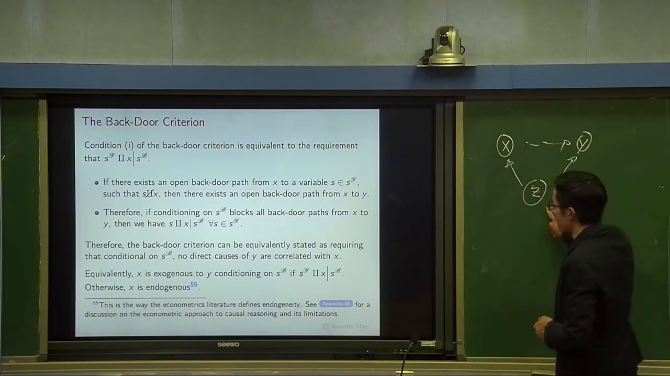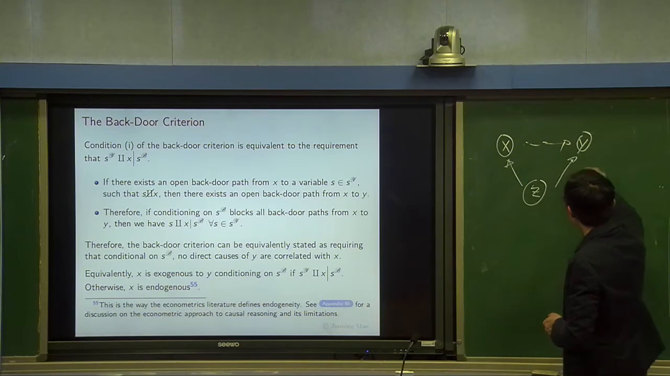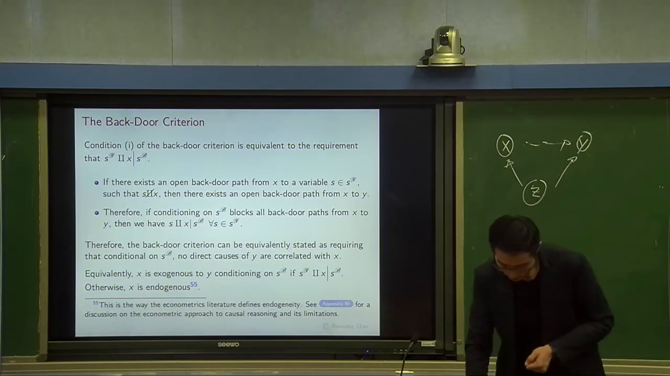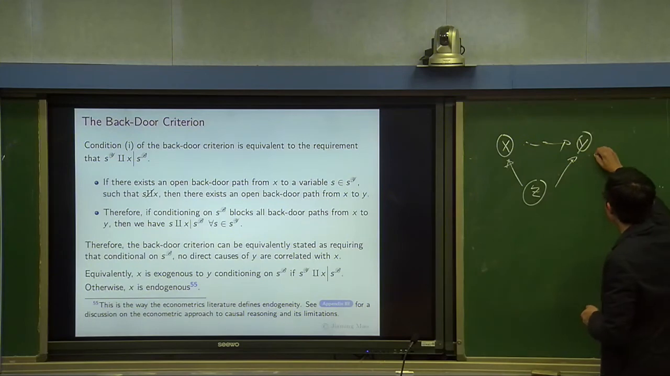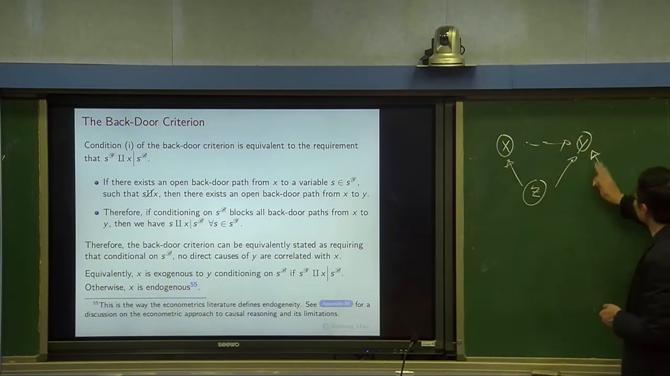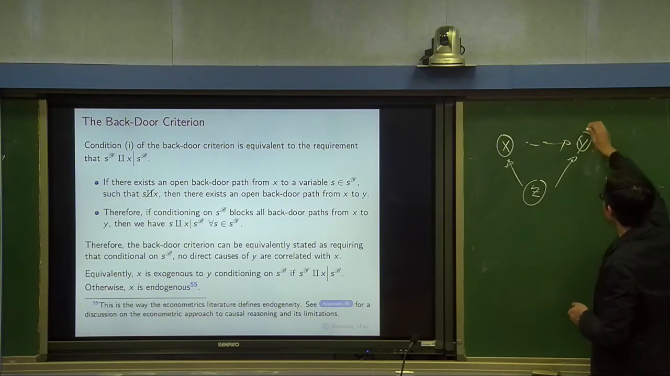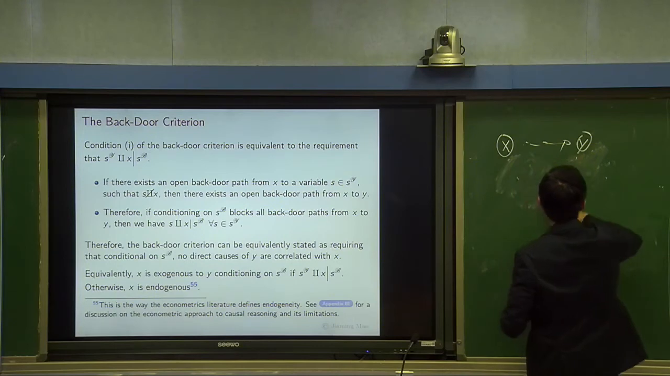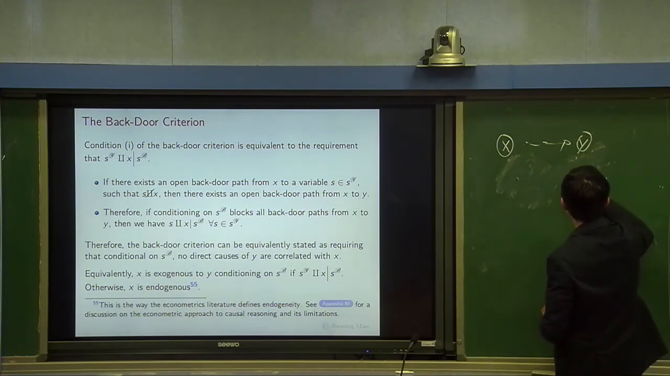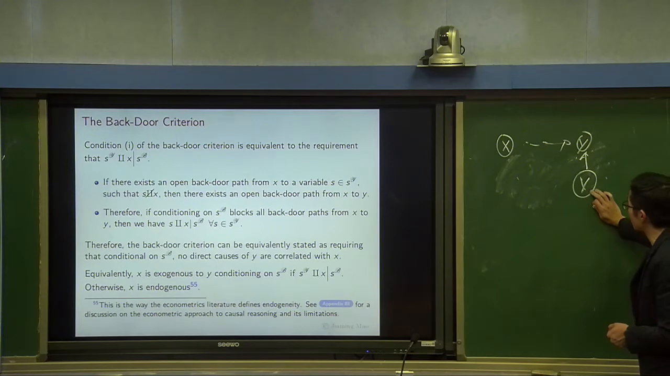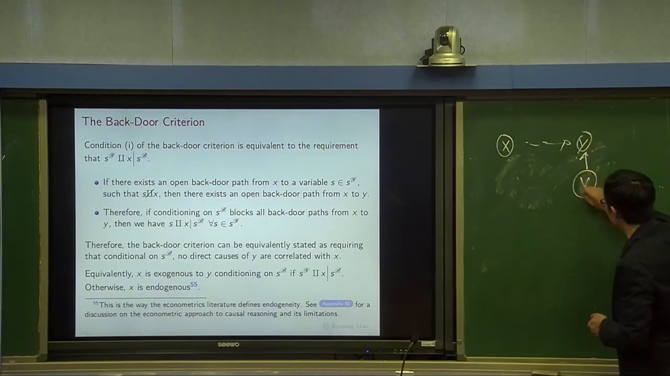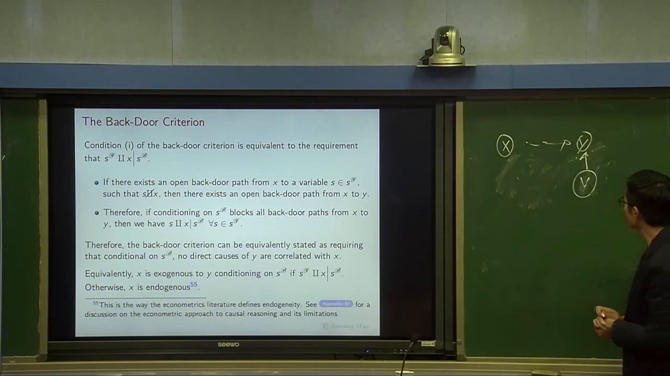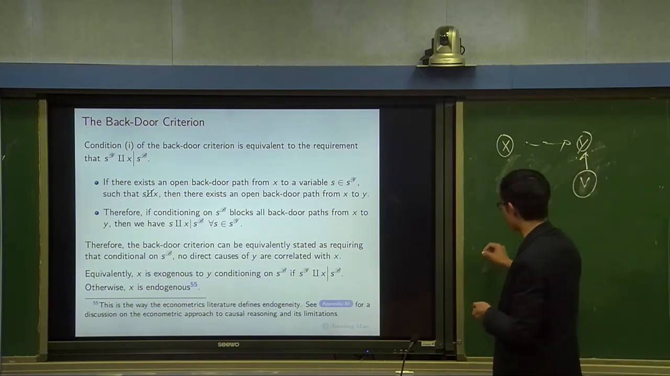Now, it turns out that, let me use the variable v to denote all the other causes of y. So x can be a cause of y. And let me use the variable v to denote all the other causes of y, other than x. Okay? So it turns out that the backdoor criterion is equivalent to something else.